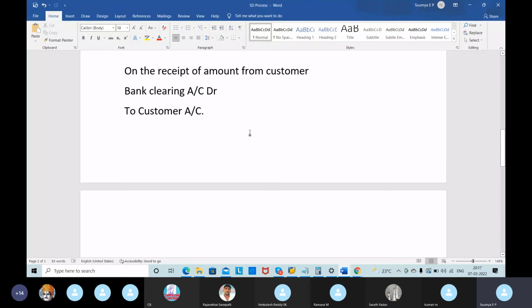This is the SD process. This is all about the SD process and FI to SD integration.